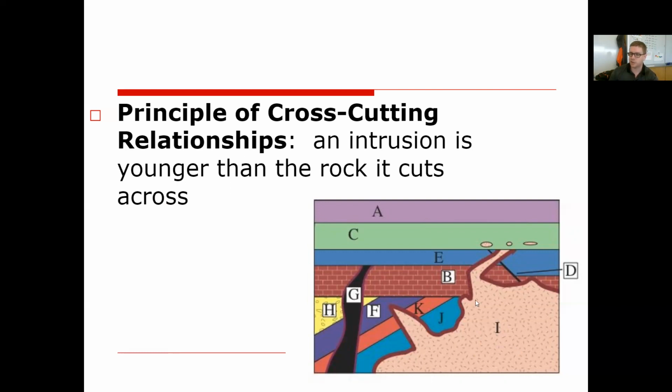So if I were to look at this picture and I were to say which is younger, letter B or letter I, Layer B or layer I, I would say I, because I know that intrusions are younger than the rocks they cut across. It's almost like they're kind of stacked on top of each other if you were to cut this out of paper. So letter I, this intrusion that's probably a stock, is cutting across this letter B layer here of some sedimentary rock. So I is younger than B.